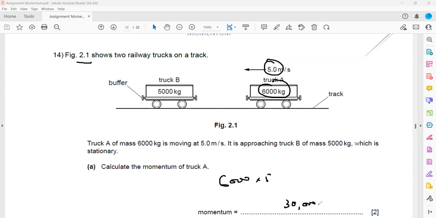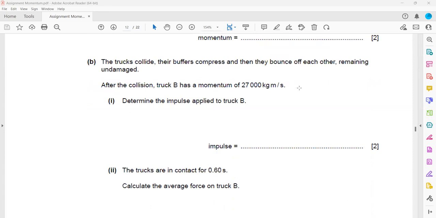So 30,000 kilogram meter per second. The trucks collide and their buffers compress. They bounce off each other undamaged. After the collision, truck B has a momentum of 27,000 kilogram meter per second. Determine the impulse. We need a change in momentum.